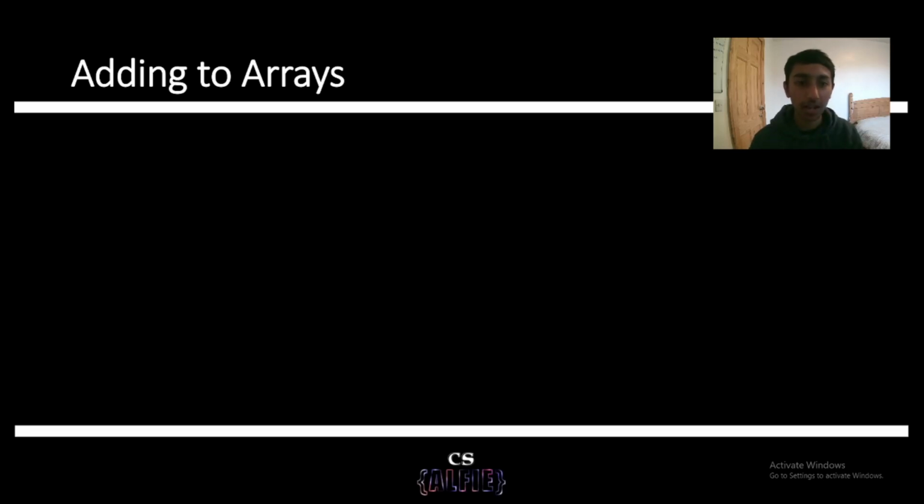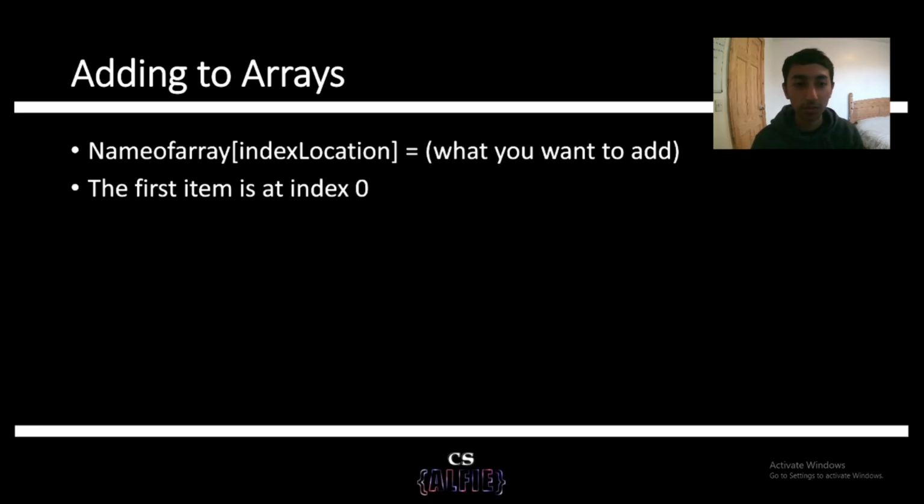So firstly, how can we add to an array? To do this, we first write the name of the array, and in square brackets we write the index location. So for example, if we want to add something to the first element of the array, we would write 0, because in computer science the first index is always 0. This may seem unusual, but you'll get used to it. And then you write an equals, and then you write what you want to add.